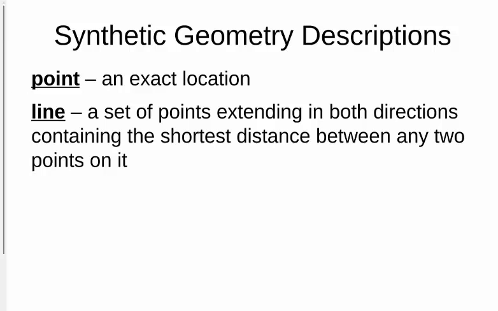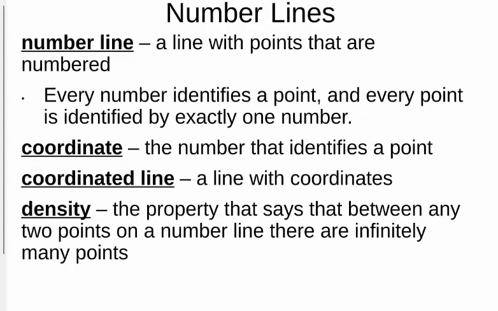So, let's look at a few more definitions. Number lines. You've seen number lines in probably earlier courses when graphing things like inequalities and seeing where numbers lie. So a number line is a line with points that are numbered. Every number identifies a point, and every point is identified by exactly one number. A coordinate is the number that identifies a point. A coordinated line is a line with coordinates.